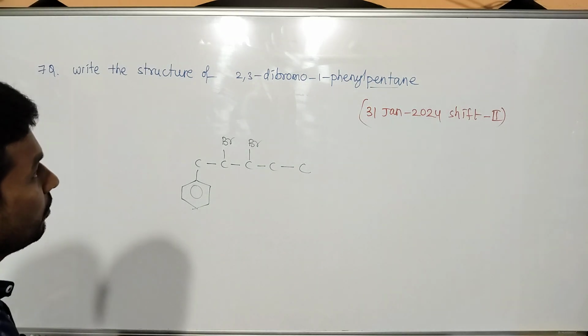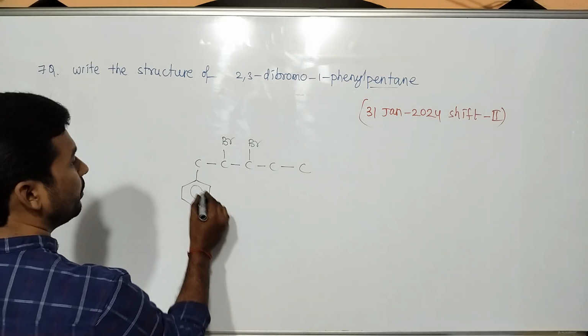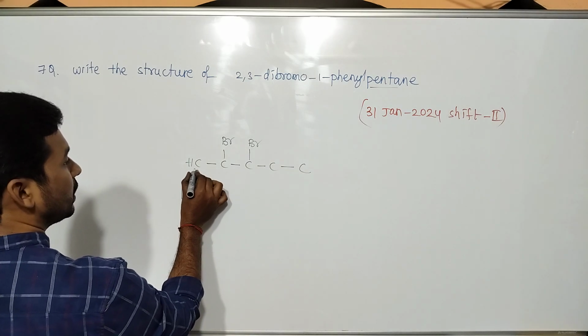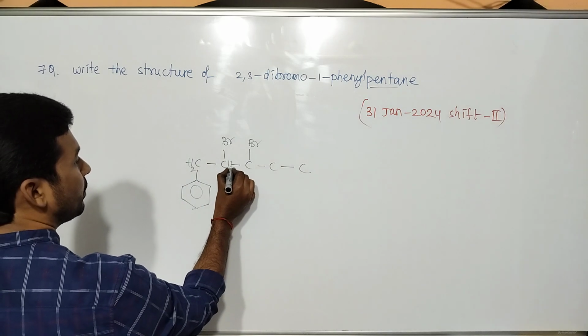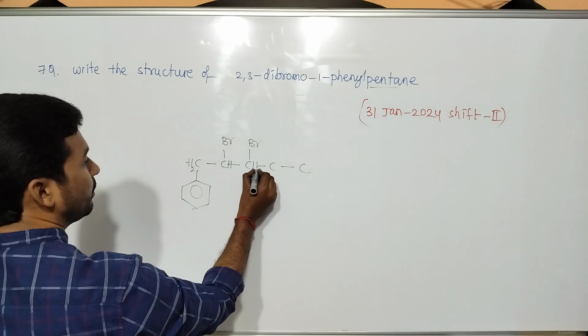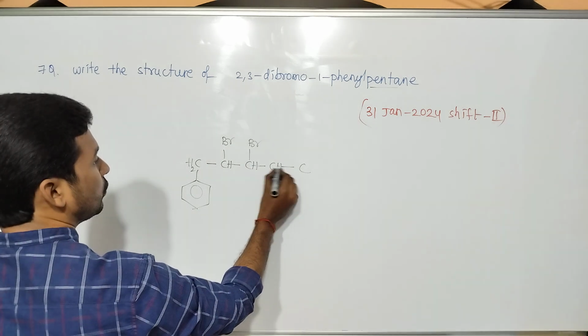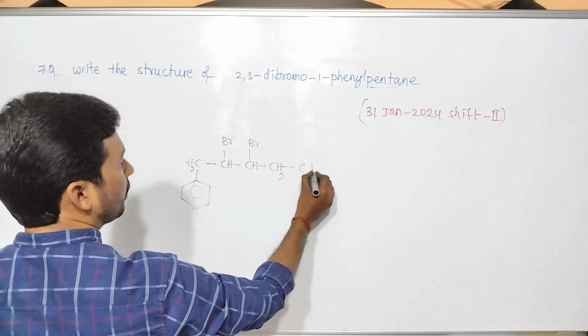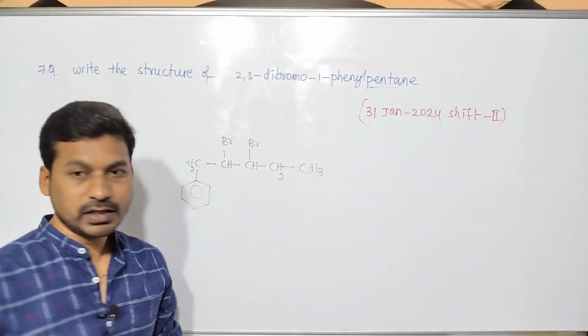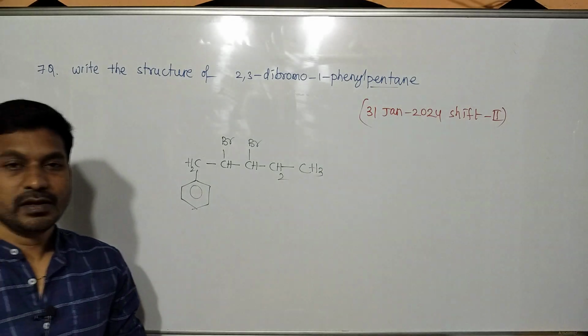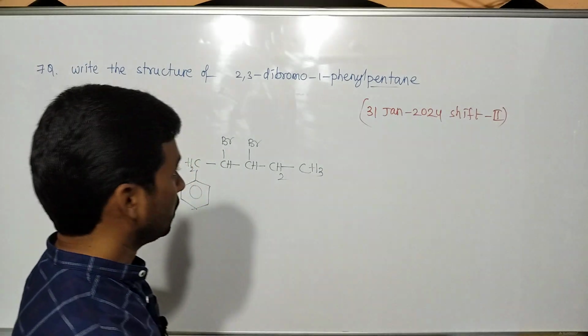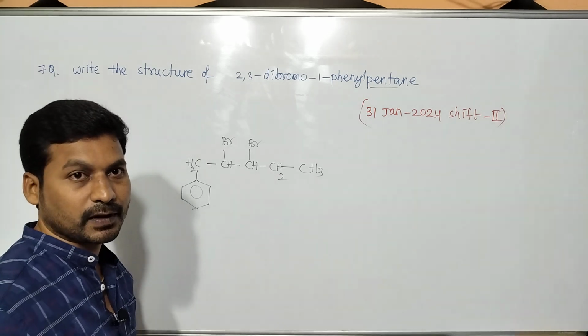2,3-dibromo-1-phenylpentane. So here 2 bonds are there, remaining 2 hydrogen. 3 bonds are there, 1 hydrogen. 3 bonds are there, 1 hydrogen. 2 bonds, 2 hydrogen. Only 1 bond, so 3 hydrogen. Okay. This is the structure of the molecule.